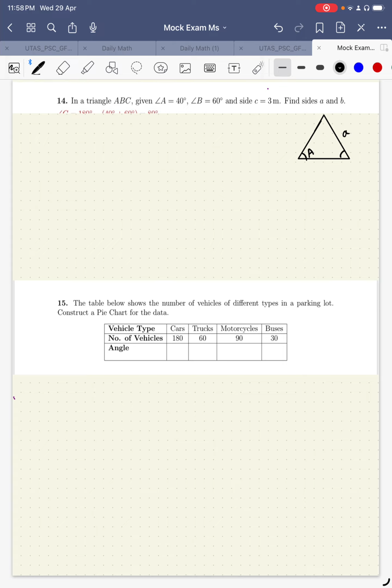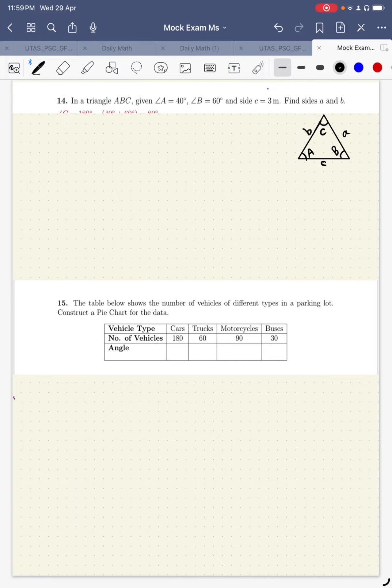If I have the capital B here, then my small b, the side b, is going to be here. If I have the angle capital C, then my small c is going to be here. And when would I like to use the sine law? If I have an angle and its opposite side.